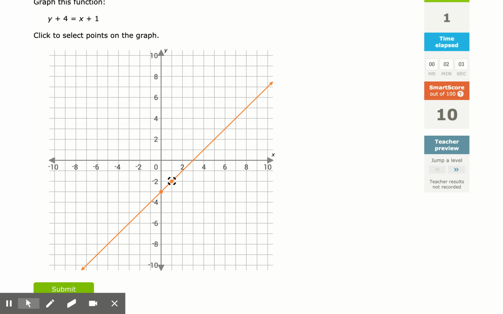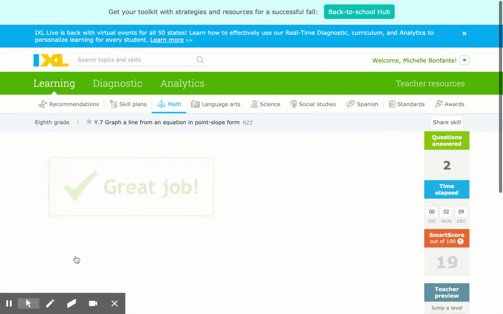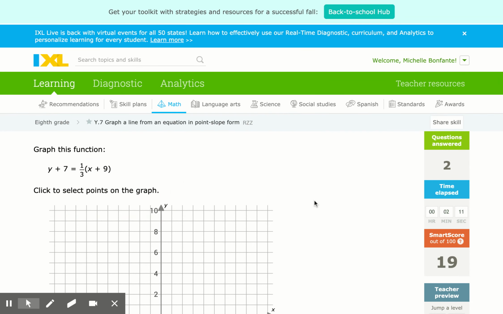The other thing that you should be looking at is if you have a positive slope, your line should be going up from left to right. If you have a negative slope, your line should be going down from left to right.